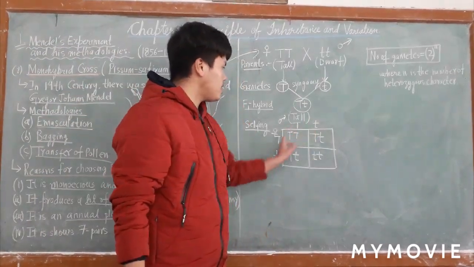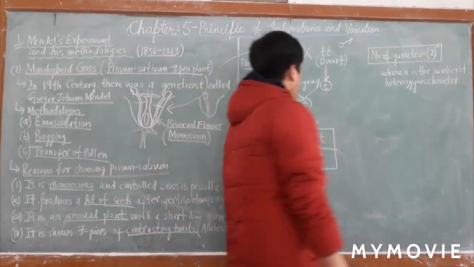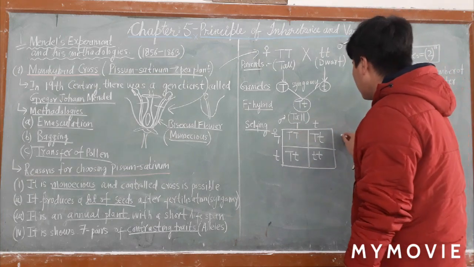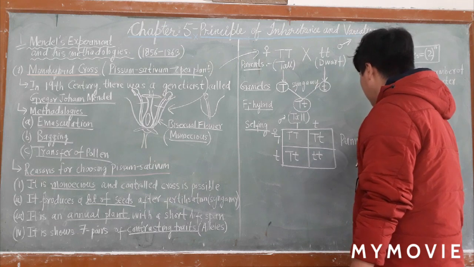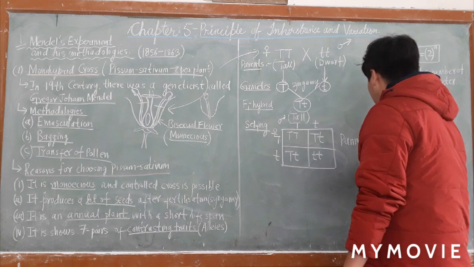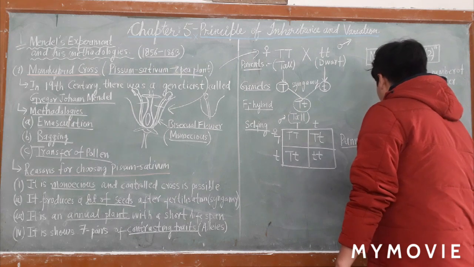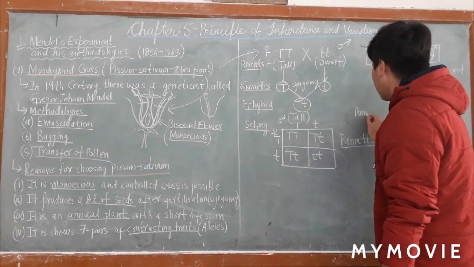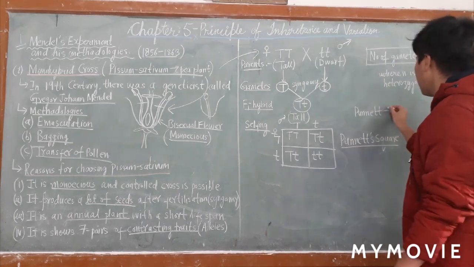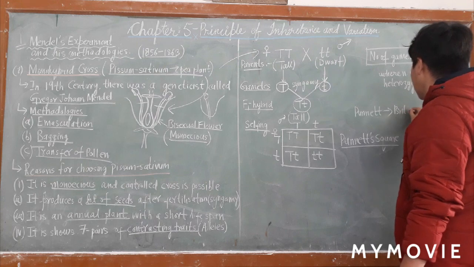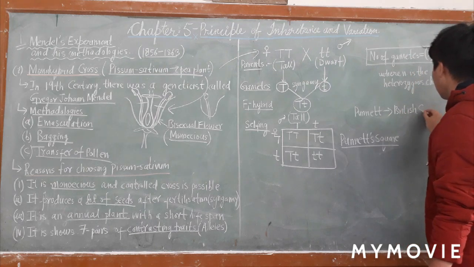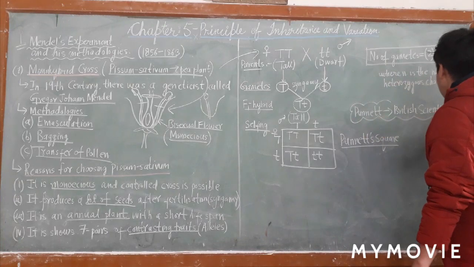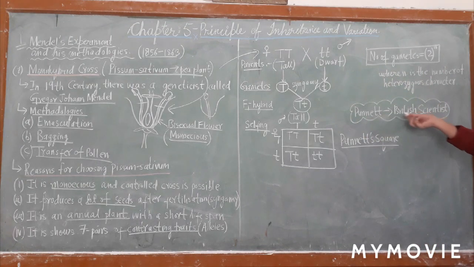Now the box that we are using here in order to do such crossing was given by a British scientist called Punnett. So this particular square is known as the Punnett square. Punnett was a British scientist, a British geneticist. Mark my words, this has been asked in your NEET exam. Punnett was a British scientist.